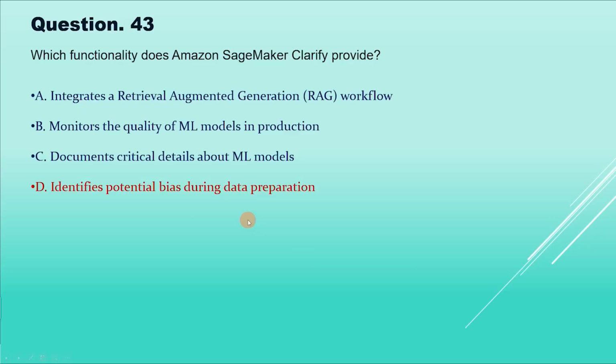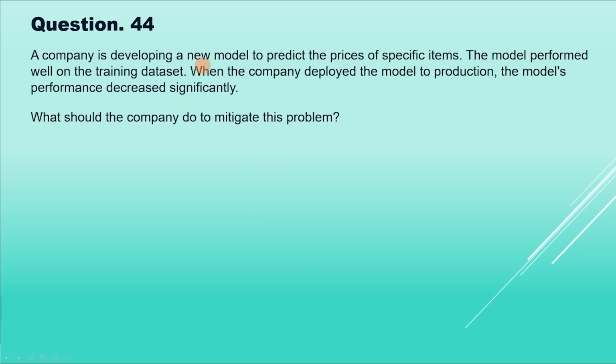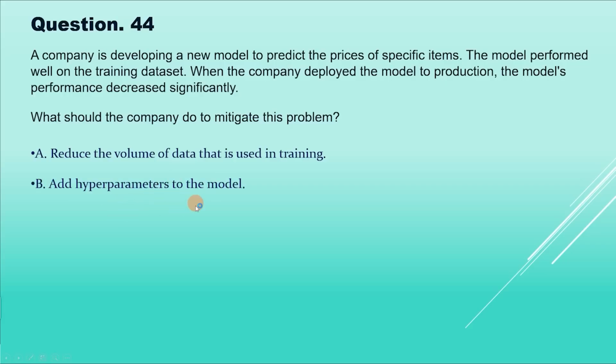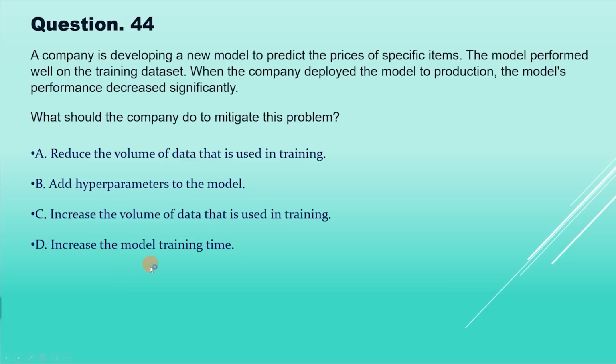Now question number 44. A company is developing a new model to predict the prices of specific items. The model performed well on the training datasets. When the company deployed the model to production, the model's performance decreased significantly. What should the company do to mitigate this problem? Option A, reduce the volume of data that is being used in training. Option B, add hyperparameters to the model. Option C, increase the volume of data that is used in training. Option D, increase the model training time.